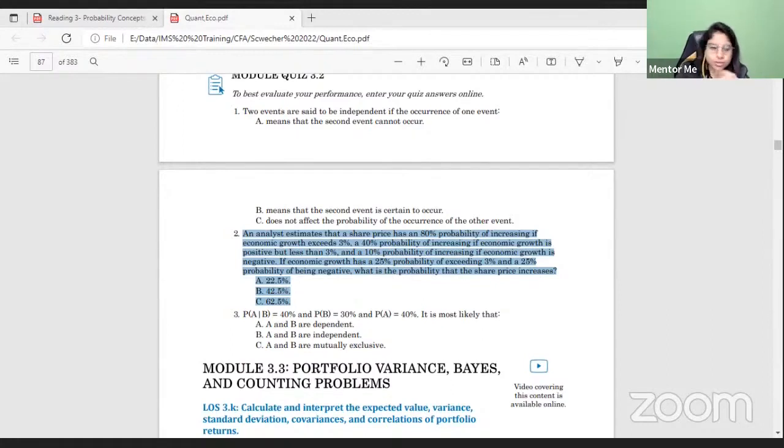ठीक है, ये दिया हुआ तो ये लेते हैं. Okay, so if the economic growth has a 25%, अभी economic growth is greater than 3%, इसकी probability कितनी है? 25% है. If the economic growth is less than 3% but positive, उसकी probability कितनी है? 50% है. Then what is the probability of the economic growth being negative?